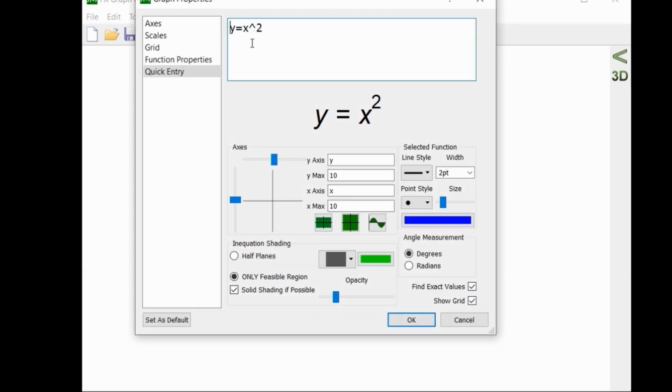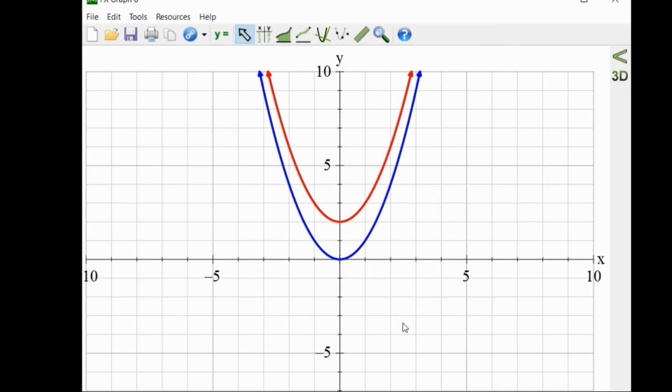Now, if I put in here y is equal to x squared plus 2, see, this x here has a particular value. This one is saying add 2 to it. So if we add 2 to that, we get this equation here, and it's the red line. Look, there's the blue line.